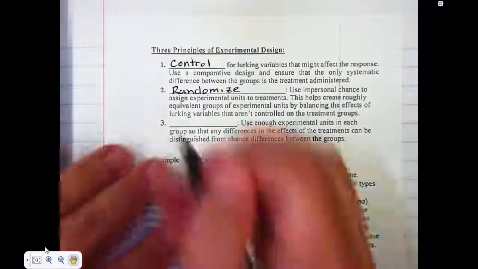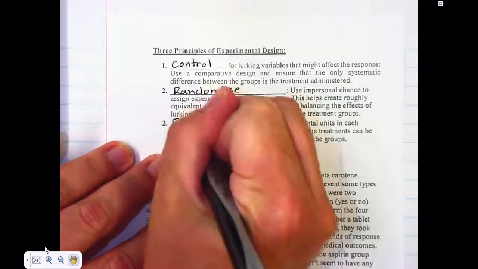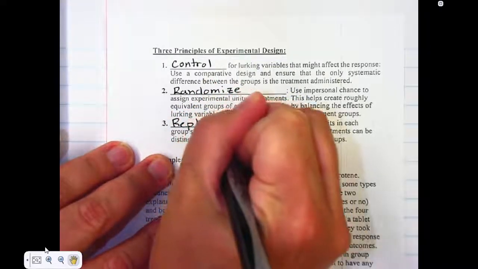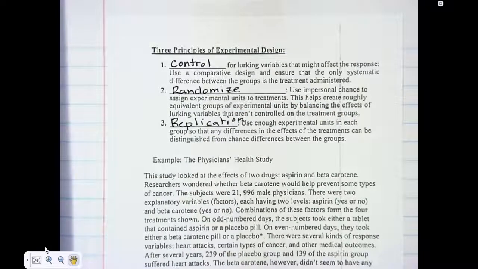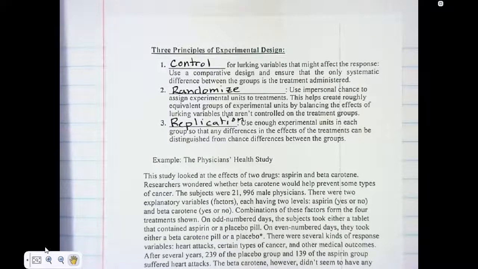And the third thing is replication. Replication just means to repeat it. You can't do something once and draw conclusions. So make sure you use enough experimental units in each group so that any differences in the effects of treatments can be distinguished from chance differences. Okay, so you need control, randomization, replication to have a good experiment. Now there's some other things that can come into play, but these are three basics that you really have to have. Three principles or three basics of experimental design.